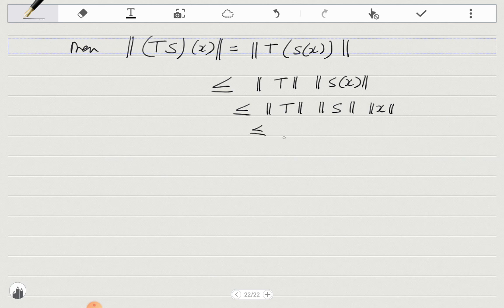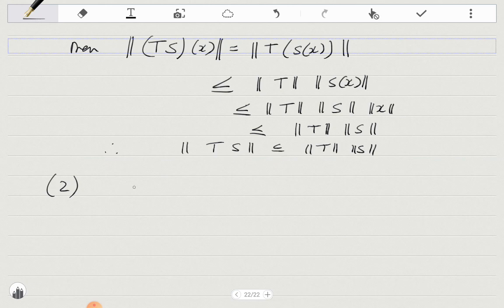Since norm x is less than or equal to 1, this is less than or equal to norm T times norm S. So norm of TS of x is less than or equal to norm T times norm S. When I take the sup of the left hand side over all x with norm less than or equal to 1, I get the required inequality. Therefore, norm TS is less than or equal to norm T times norm S. So that proves 1.